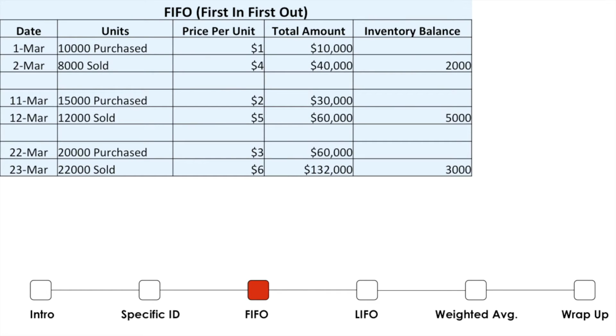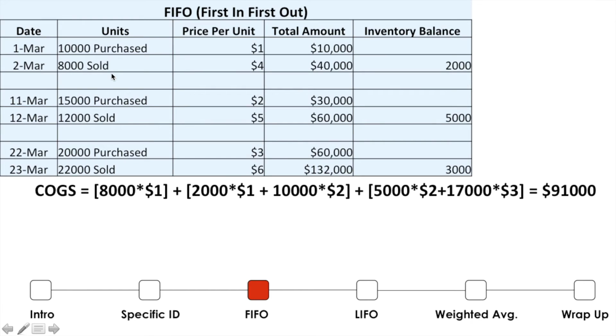Moving on to FIFO, the table looks a little bit different, but it'll be the same table we use for the LIFO and weighted average examples. And let's just get right into it. So I know this is a long equation, but we'll work through it step by step.